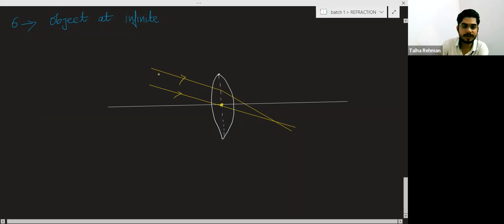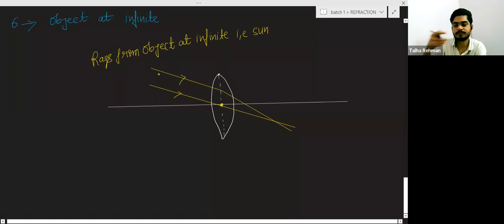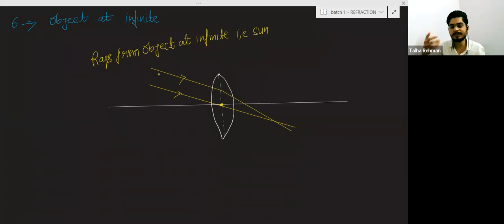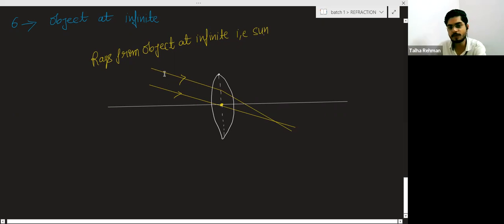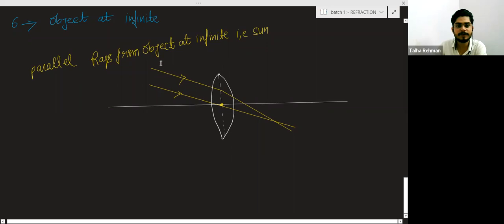So these are the rays from the object at infinite. For example, you can take the example of the sun. I am not saying that this time the object is the sun, but you can take it as an example. Not only the sun, there are many other things at infinite. Just for imagination, think of the sun as being at infinite, and these rays are coming from it. Always remember that whenever the object is at infinite, the rays will be parallel. The first ray is like this, passing through the optical center. It will pass straight after refraction.